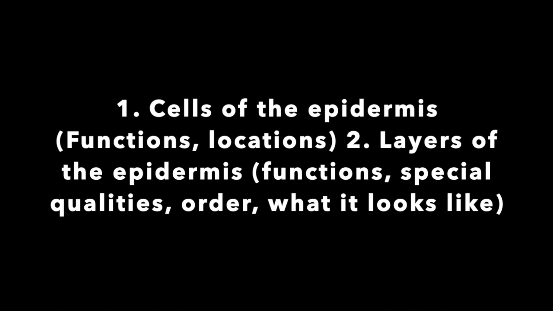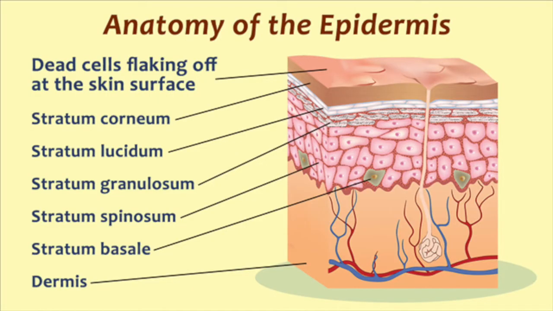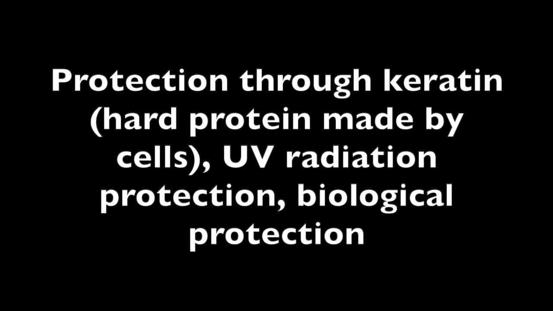First, we're going to look at the epidermis. The epidermis has a few things you need to be familiar with, including the functions and locations of all the cell types, the layers of the epidermis, and you need to know the functions, the special qualities, the order of the layers, and what each of these layers looks like in the epidermis. In general, the epidermis's function is to protect us, whether that is from keratinization or hardness of the skin due to a protein called keratin, or through certain cells that allow us to touch, protect us from the sun, or from biological harm. The epidermis's sole function is to protect us.